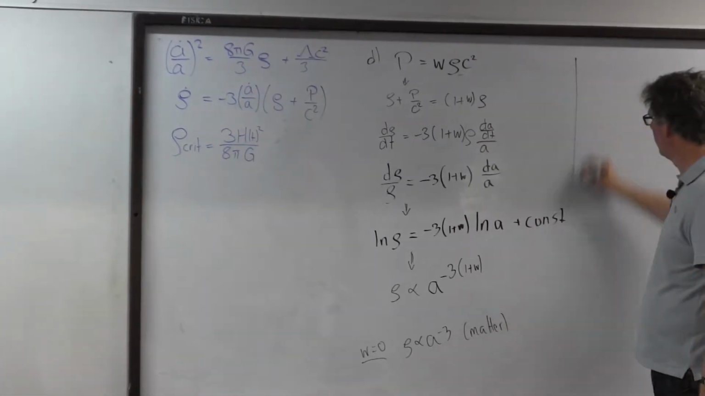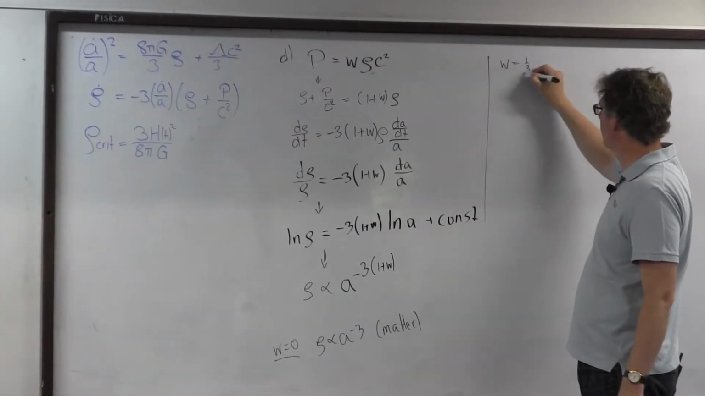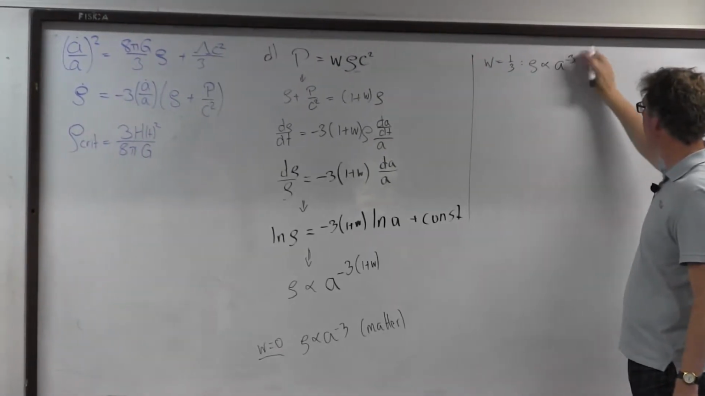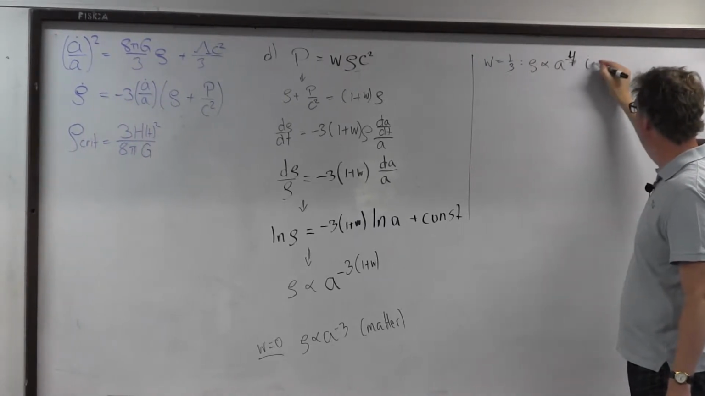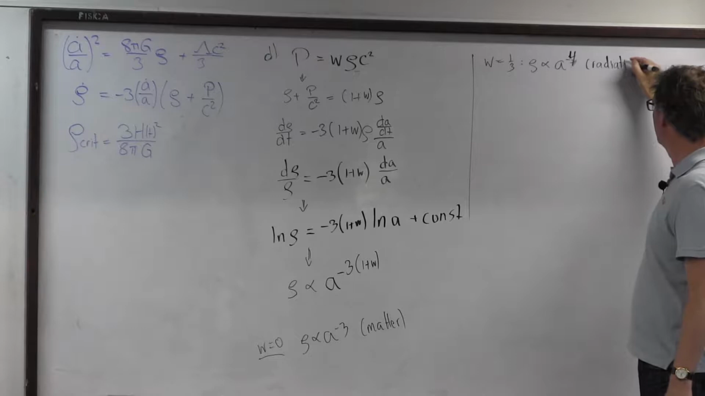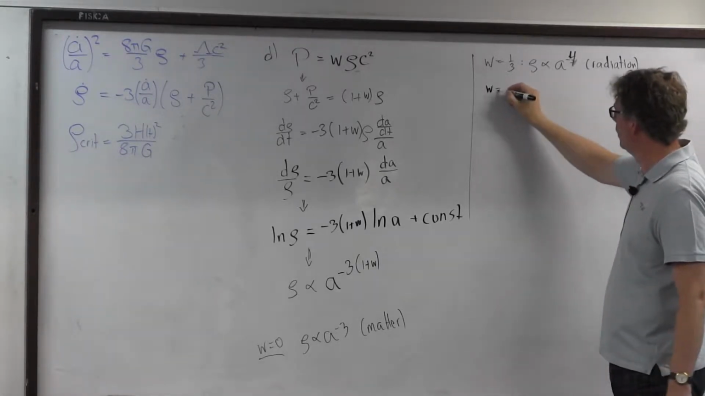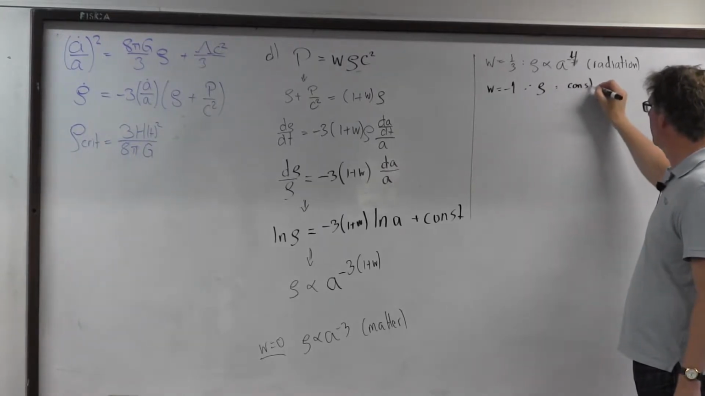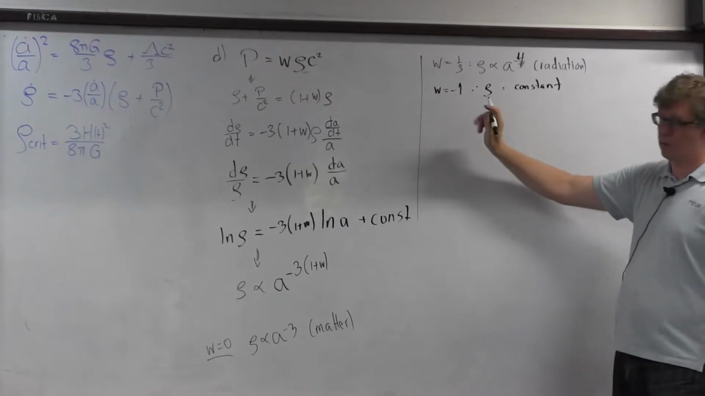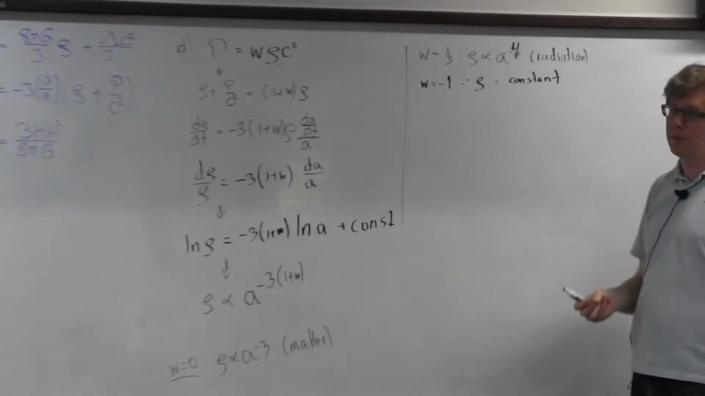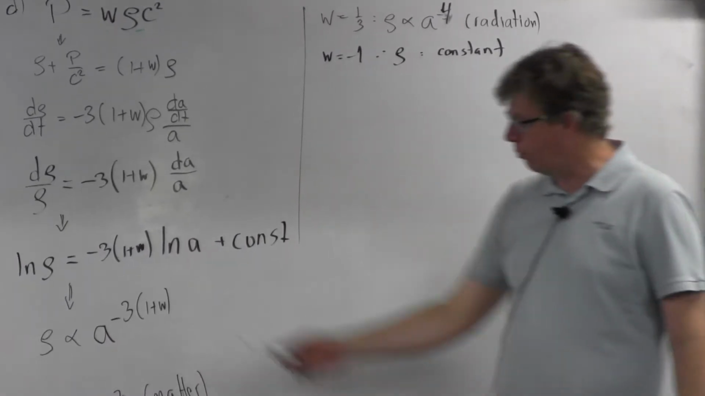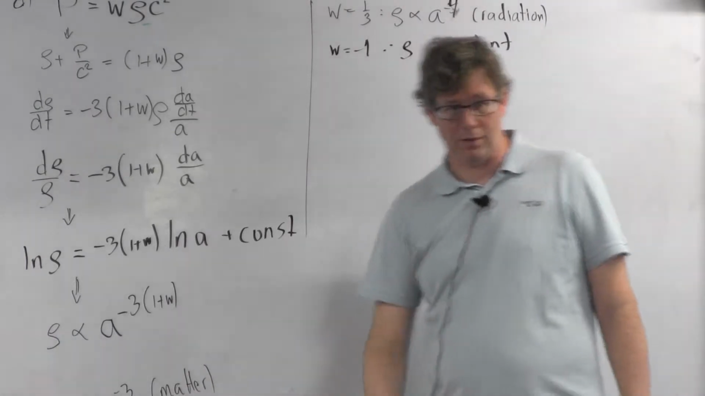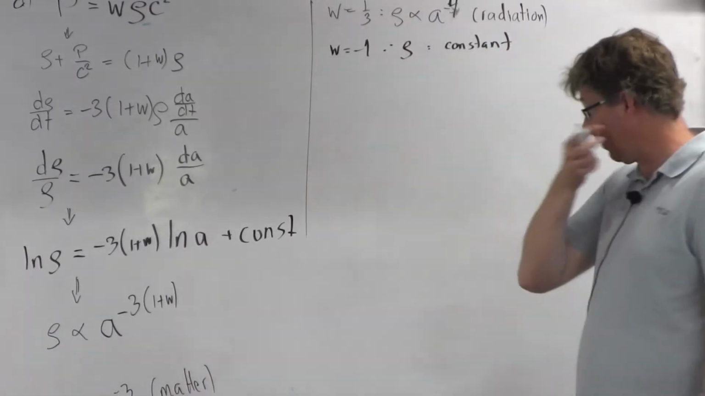And W equal to 1/3, which is radiation, you get rho proportional to A to the minus 4. And the final one is the cosmological constant when W is minus 1 and then rho is constant. And you can put in any W you want, and it gives you some evolution between constant and A to the minus 3 typically, if it's a negative value.